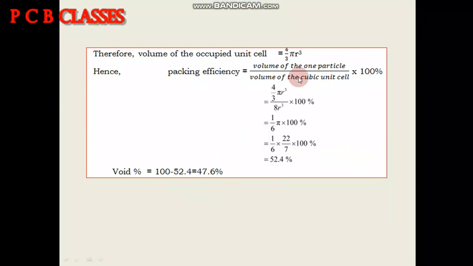So the volume of one particle is 4/3 πr³, and the volume of the cubic unit cell is 8R³. On solving, you will have 52.4%. So the packing efficiency in the primitive unit cell is 52.4%. Obviously, if we place the atoms in a primitive unit cell, then the space occupied by the atoms is only 52.4%. The rest of the space is occupied by void, and this will be 100 minus 52.4%, that is 47.6%.